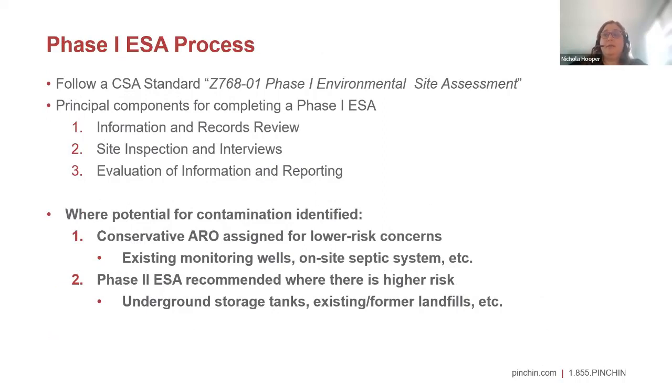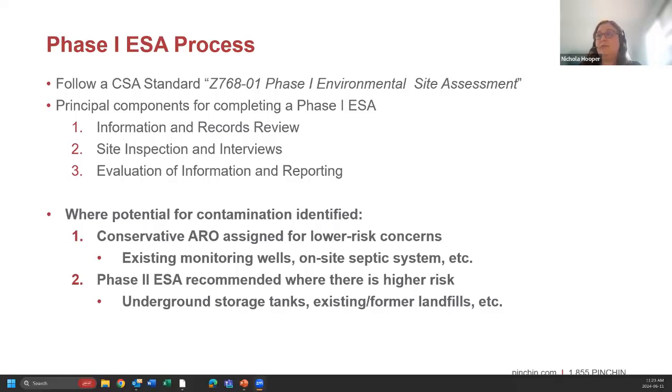So the Phase One Environmental Site Assessment process is a regulatory process. So there's a standard for it that we need to meet. There are some main principles that we use when completing a Phase One ESA. That includes information and records review, the site inspection and interviews, and the evaluation of information and reporting. So we go to the property, we interview staff there, we look at their management practices, we complete a regulatory and historical record review where we search different databases, and then we compile a report.